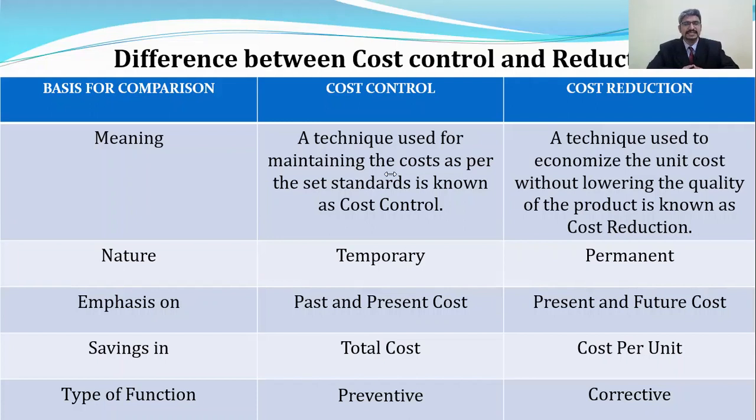We need to understand what the differences between them are. So, first of all, the basis of comparison is meaning. Just understand the meaning of cost control: a technique used for maintaining the cost as per the set standard is known as cost control. In cost control, we are setting a standard or deciding a budget, considering the actual performance, and comparing both of them to get a variance, to find out the difference between the planned activity and actual performance. So this is what cost control is.